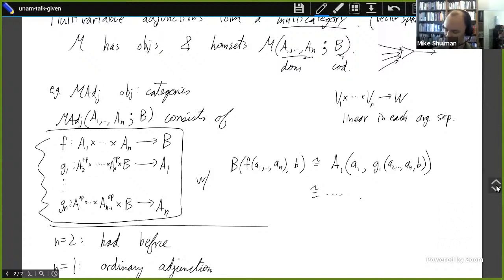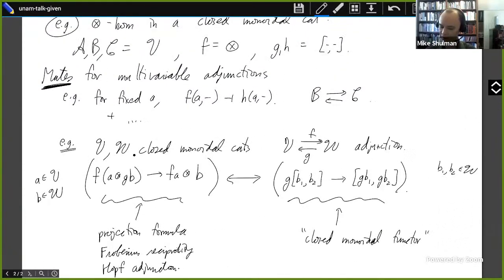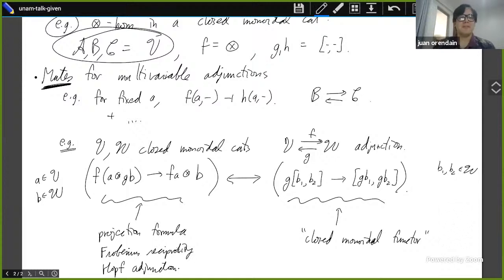Can B be replaced by one of the As? I mean, it could happen in practice that some of these categories are the same as each other. Just like in a category, you can have endomorphisms of an object. In a multi-category, a given particular object could appear more than once in the domain or also in the codomain. Just like in this case of a closed monoidal category, A, B, and C are all the same category V. Was that the question? Yeah, I think so. Well, okay. Yeah, thank you very much.